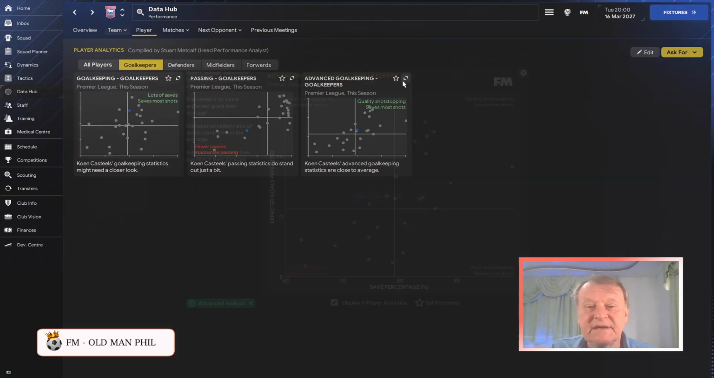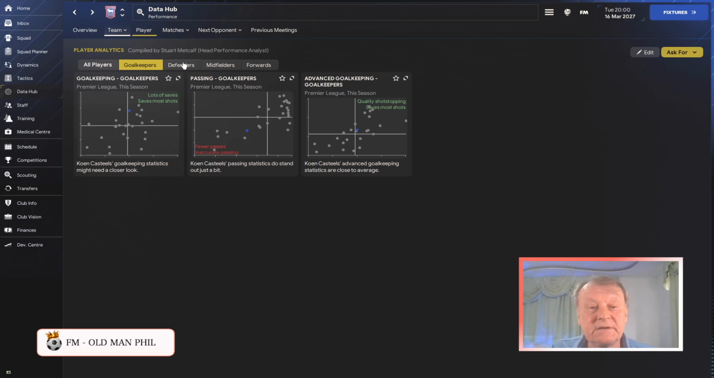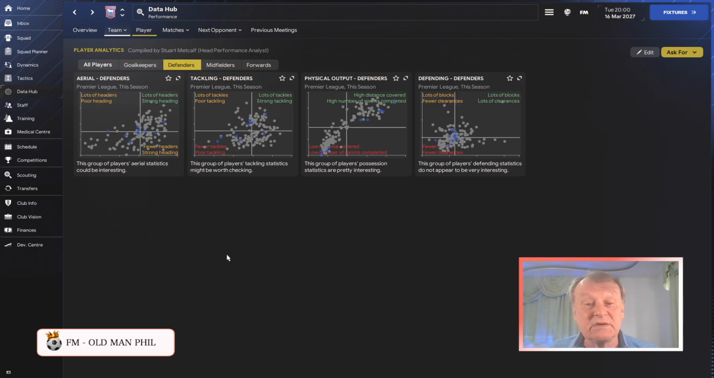And finally, looking at the advanced goalkeeping statistics, you can see he prevents a lot more expected goals than average and makes an excellent ratio of saves. So all that we really need to be concerned about when it comes to our goalkeeper is his passing ability. When we look at the defenders, I've got 4 boxes loaded up here.